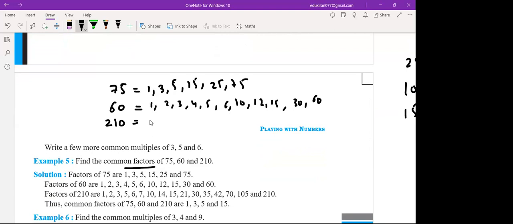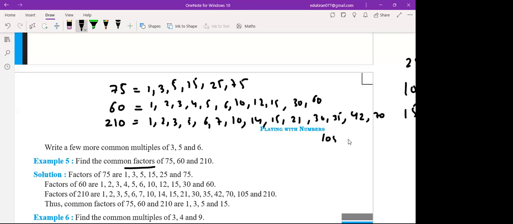And then for 210, it is 1, 2, 3, 5, 6, 7, 10, 14, 15, 21, 30, 35, 42, 70, 105, 210, right? So what are the common factors?